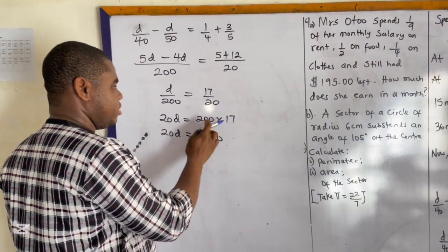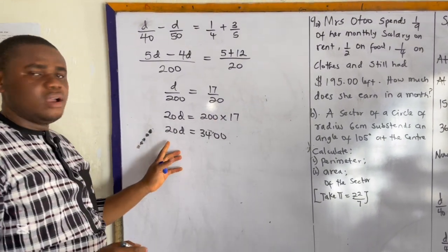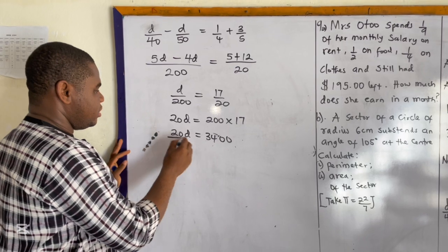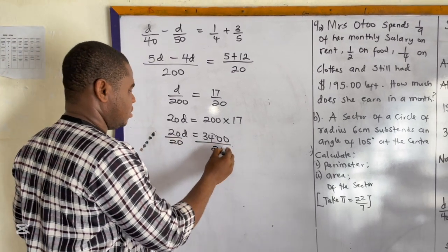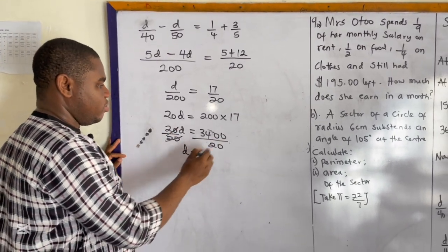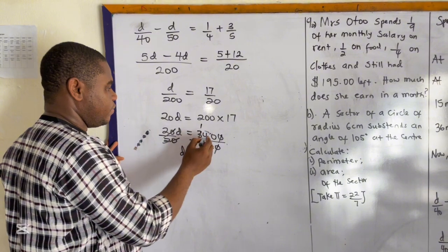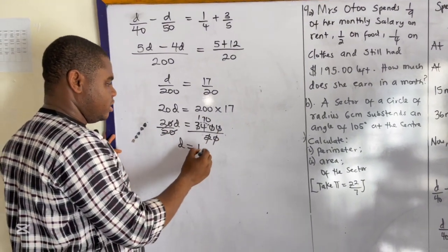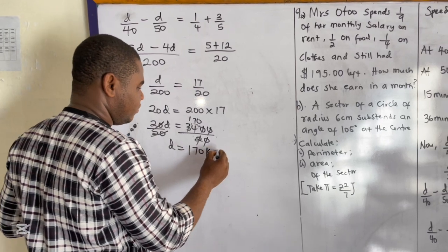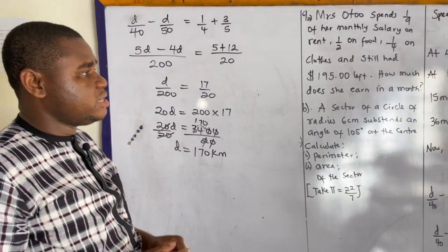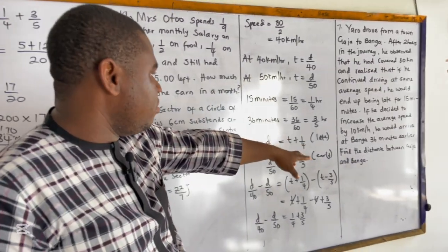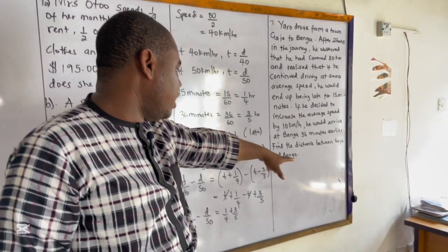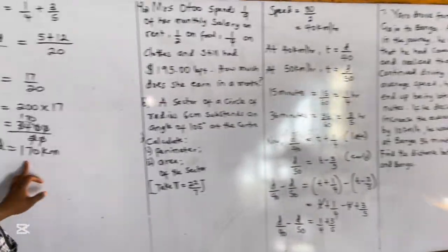I restore back my double zeros. Now I'm going to divide both sides by 20. So 0 cancels 0. 2 goes in here 1, carry 1, goes here 7, 0. So d will give us 170 kilometers. That means the distance between Banga and Gaja is 170 kilometers.